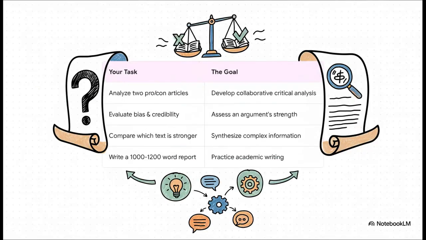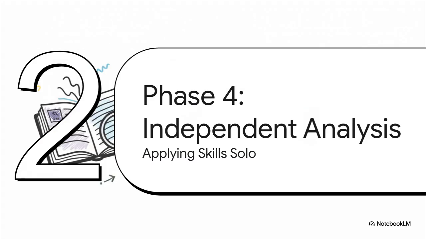This is a perfect example of what goes on here. In a group project, maybe you get 2 articles with totally opposite views. Your team's job isn't just to summarize them. Nope. You've got to dig in, figure out if an author is biased, judge how good their evidence is, and then, as a team, decide which argument is actually more convincing. It's awesome practice.